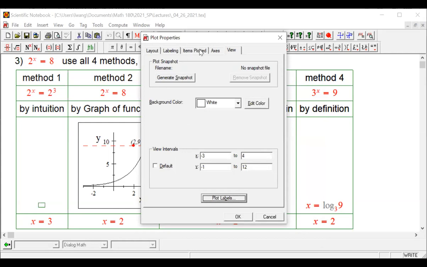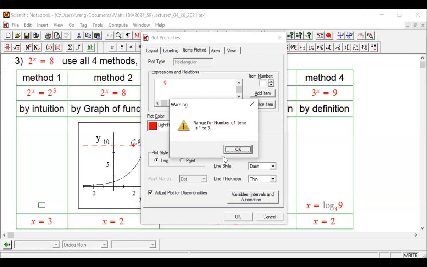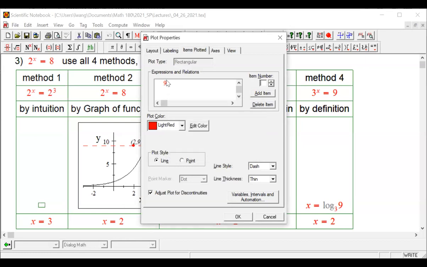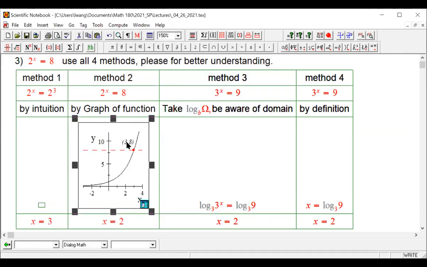V3, 8. Right, so I need to make some more adjustment. So this is 8. And 2 to the power x, and it's 0.38. There are all these changes, right? 0.38, right? So it's almost the same, right?